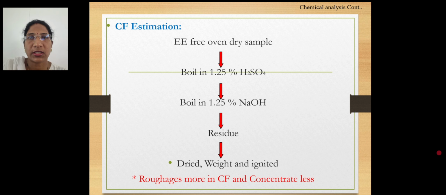Then how to estimate this CF? Firstly, you take an ether extract free oven dry sample, then boil in 1.25% H2SO4. After that, you also boil in 1.25% NaOH, and you take the residue. Then this residue should be dried, weighed and ignited. CF is present in a higher percentage in roughages as compared to concentrates. How much? In case of roughages, the crude fiber content is more than 18%.